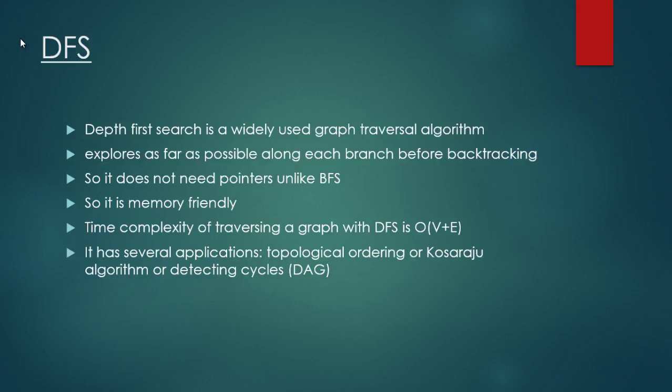So it doesn't need pointers, unlike breadth-first search, and this is the main advantage of DFS over BFS. So it is very memory friendly, and the time complexity of traversing a graph with DFS is the same as for BFS. So it has a time complexity of O(V + E), where V denotes the number of vertices and E denotes the number of edges in our graph.